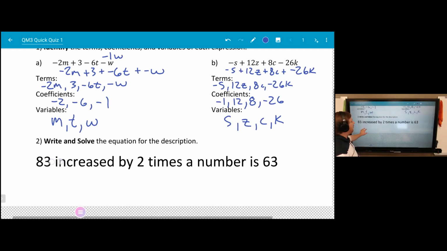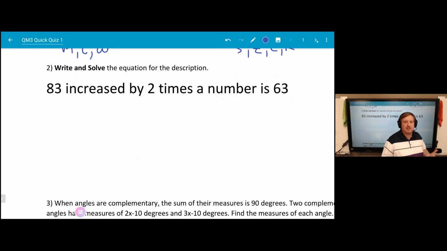This right here combines parts 1 and 2. Because what I'm looking to do is writing expressions, equivalent expressions to create an equation. Equivalent, an equal sign between expressions. We're going to have, in this case, an algebraic expression with variables, and we're also going to have another side with just a numerical expression. Let's read it. 83 increased by 2 times a number is 63.